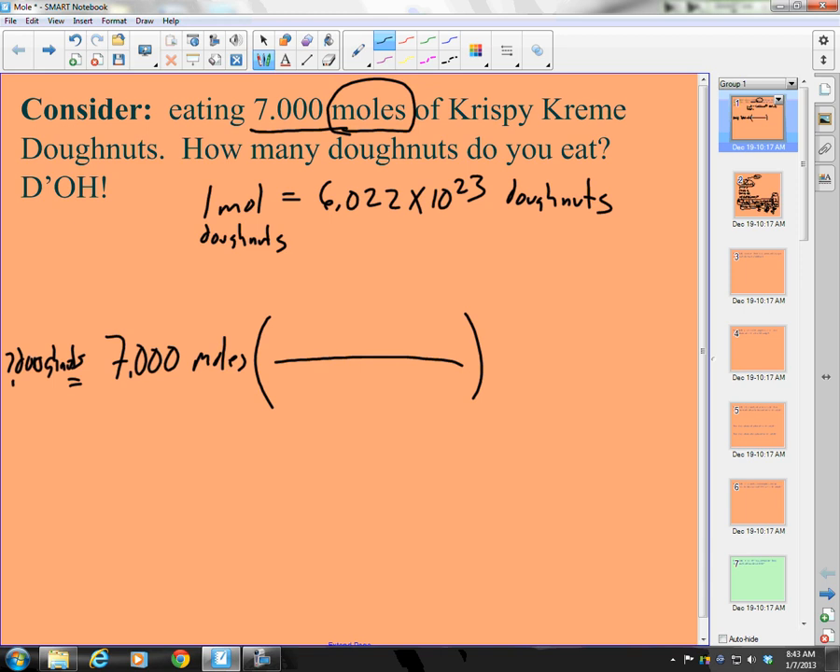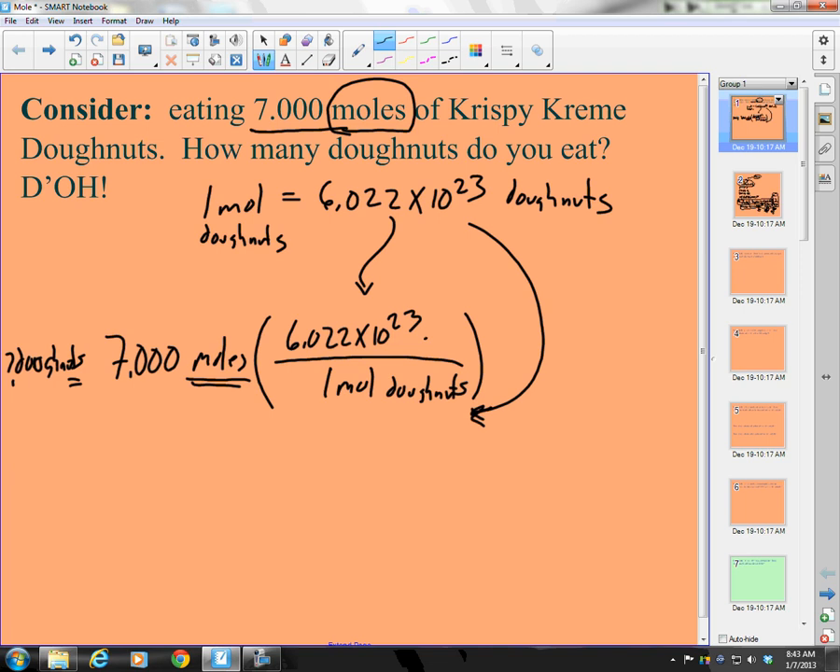Donuts. How many donuts are equal to 7.00 moles? Now, I'm going to take my fraction, and what I want to get rid of, I'm going to put in my denominator. I want to get rid of moles. So that means I want to put moles in the denominator from my equivalence, my equality, excuse me. So I have 1 mole of donuts, and what goes in the numerator? The other part of my equality, 6.022 times 10 to the 23rd donuts.